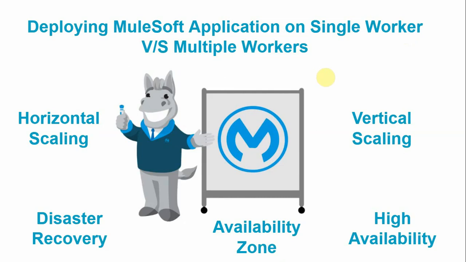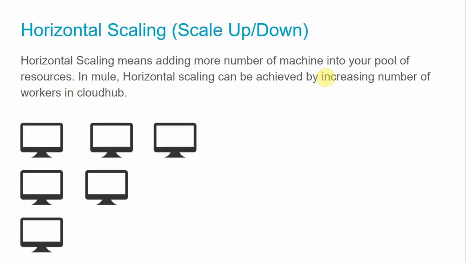In today's video, we will see what will happen when you deploy an application on one worker or multiple workers. Apart from that, we are going to learn various terms: what is horizontal scaling, what is disaster recovery, what is availability zone, what is high availability, and what is vertical scaling. First, we will start with horizontal scaling.